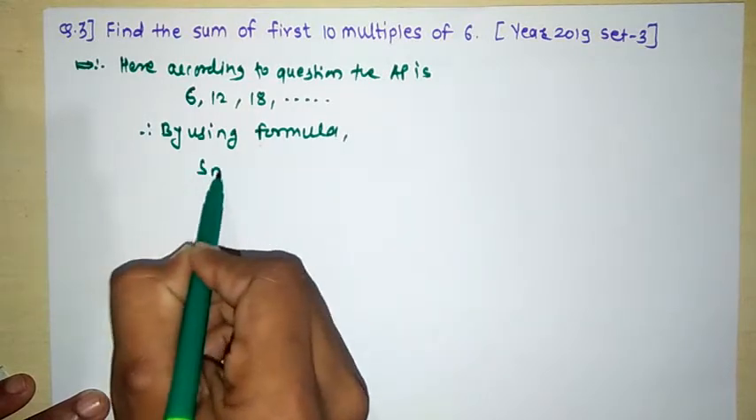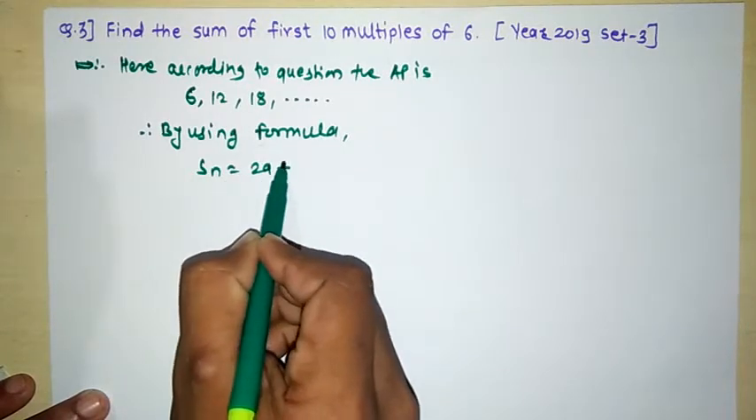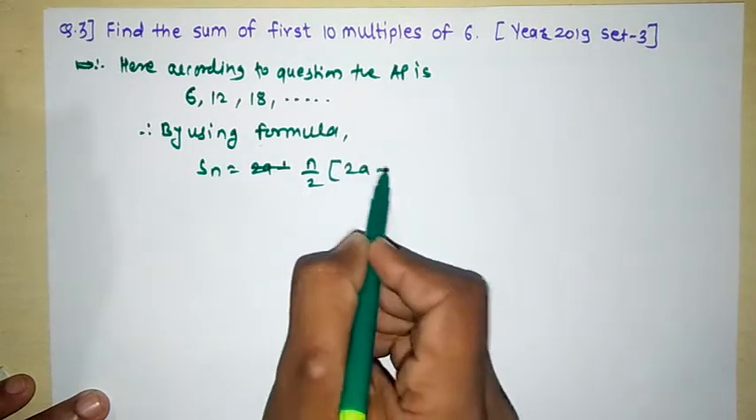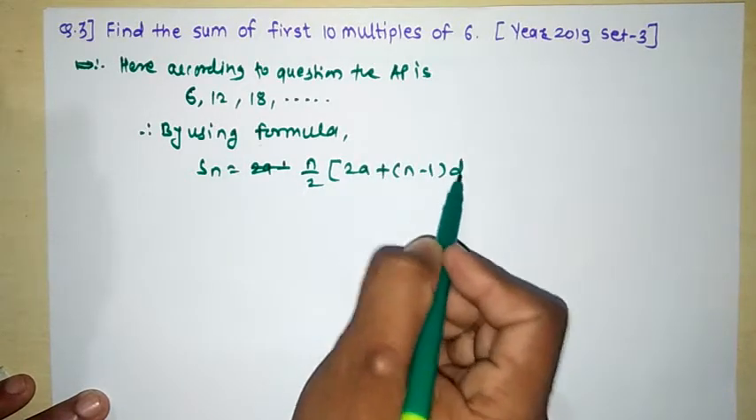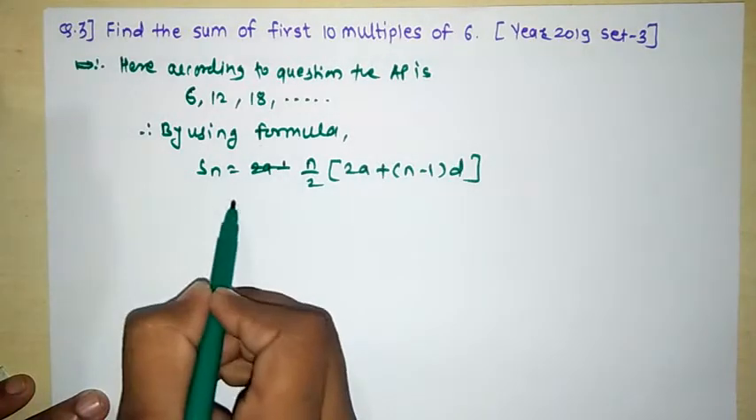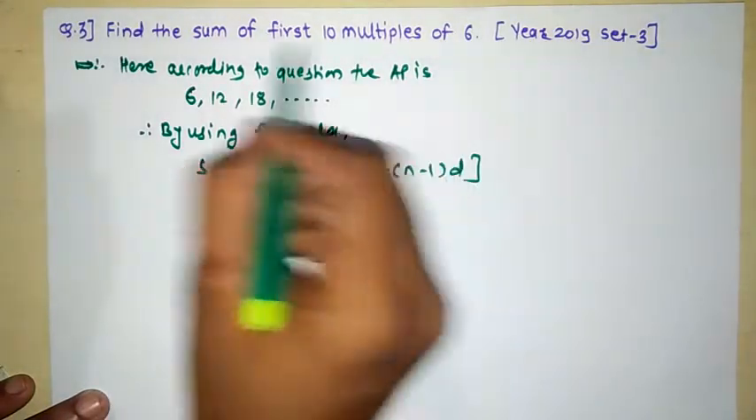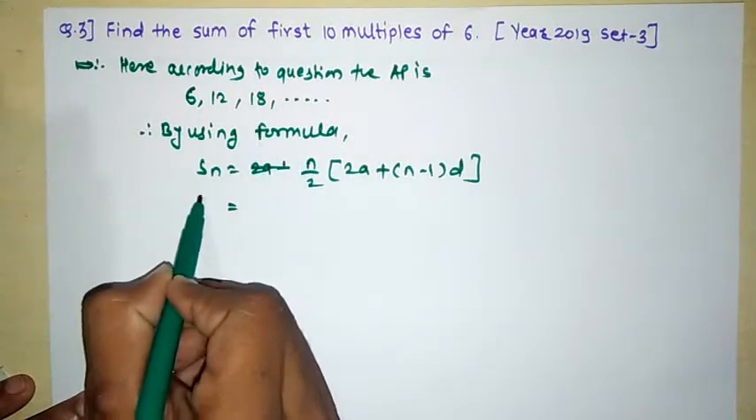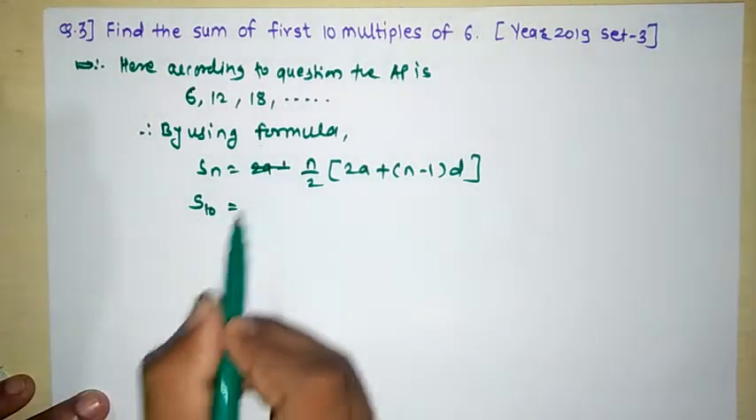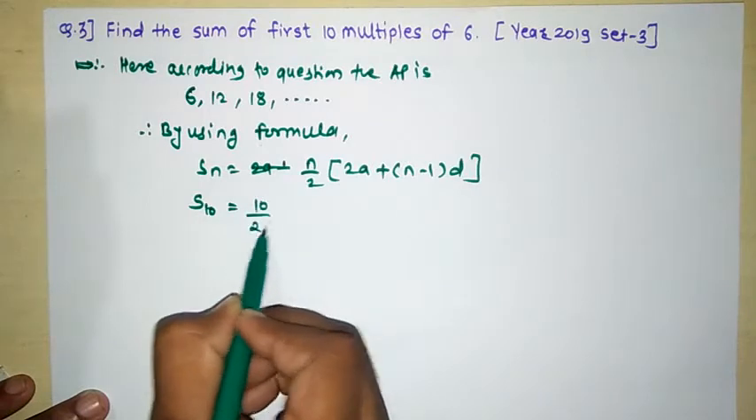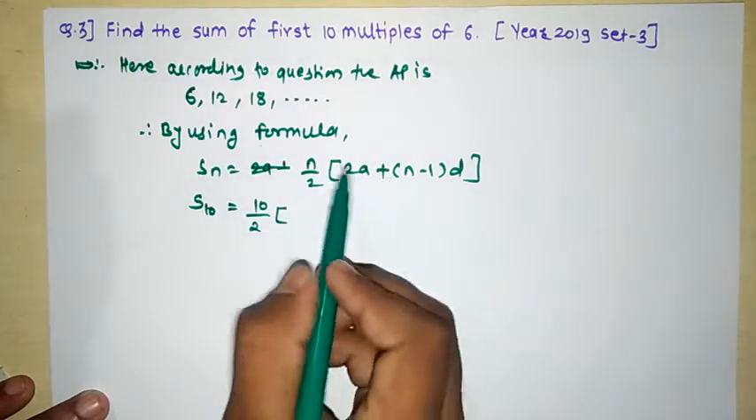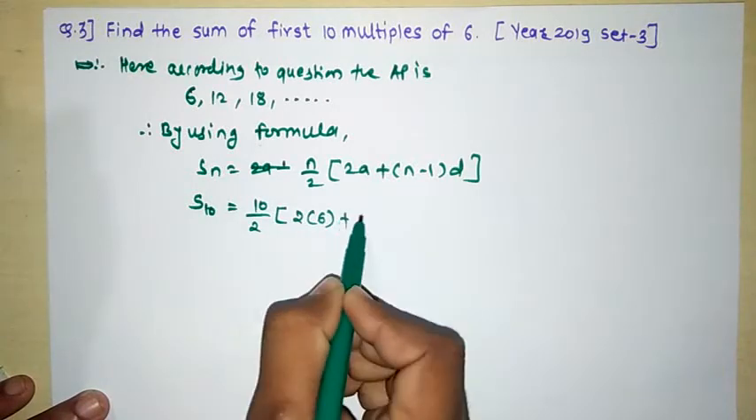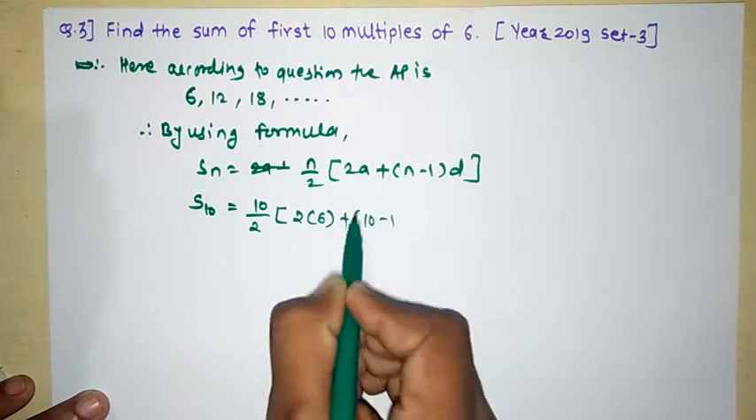Sn is equal to n by 2 into bracket 2a plus n minus 1 into d. We know this formula. Here, instead of Sn, what we have to find? We have to find the sum of the first 10 multiples. That is S10 we have to find here. Instead of n, we have to write 10 divided by 2 into a. What is the a here? First term is 6. That is 2 into 6 plus n is 10 minus 1 into d.